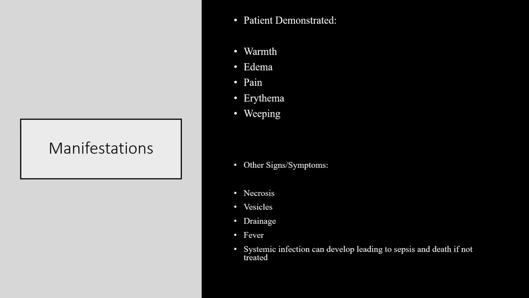Manifestations of cellulitis that the patient did exhibit were warmth to the skin, edema, pain, erythema, and slight weeping of his skin. Some other signs and symptoms, maybe more serious, include necrosis to the tissue. They can have vesicles, like pus-filled sacs, and get a fever. Significant drainage can occur, and then systemic infections can develop, leading to sepsis and amputation or even death if it's not treated.